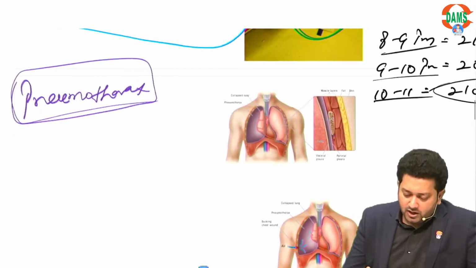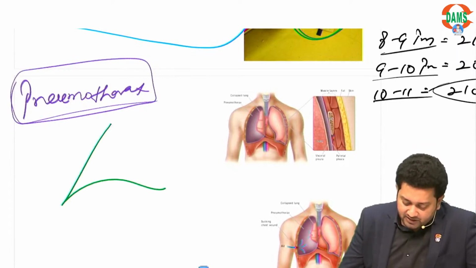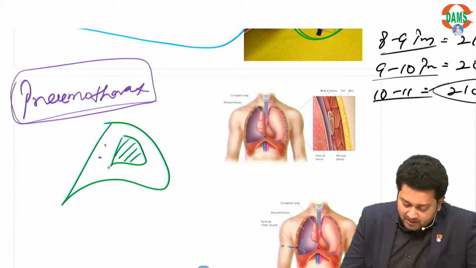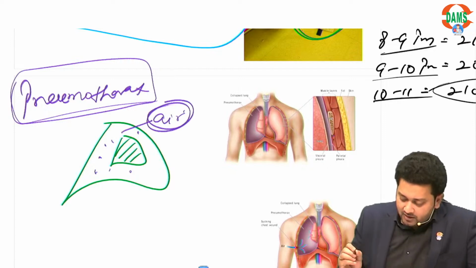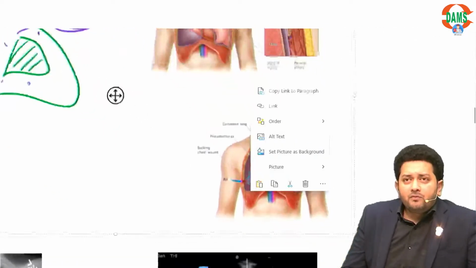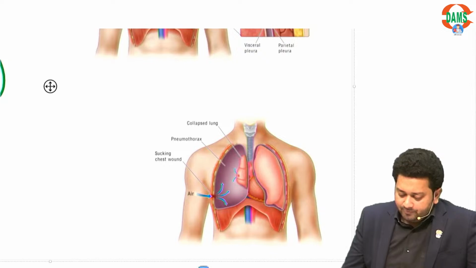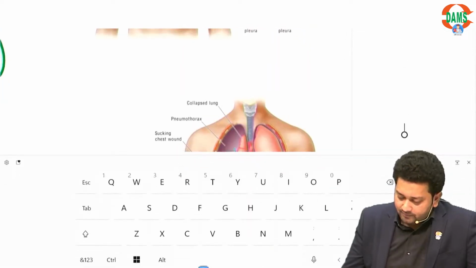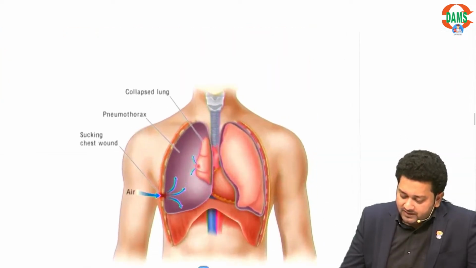Pneumothorax. Pneumothorax is when there is accumulation of air in the pleural cavity. So from where does the air come? You can see what is the source of air.